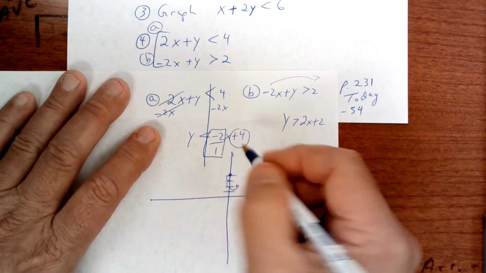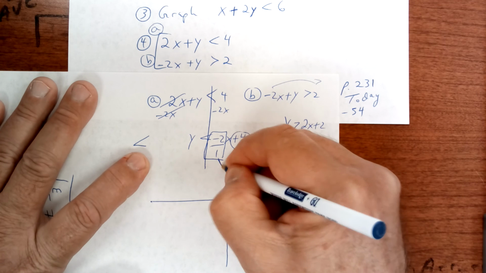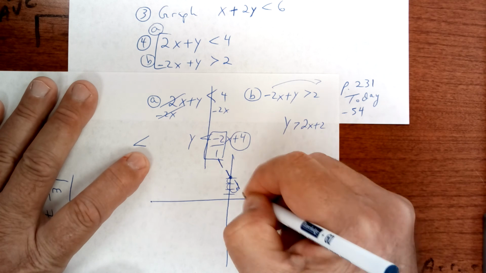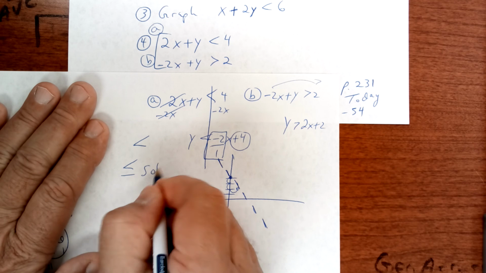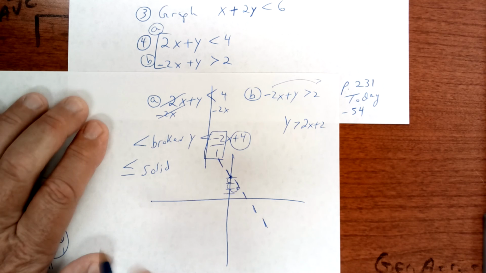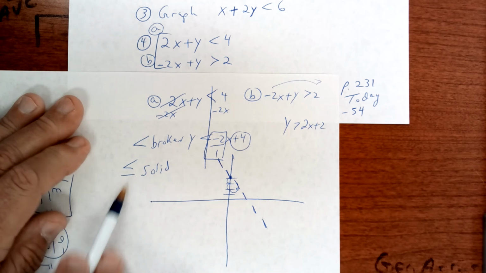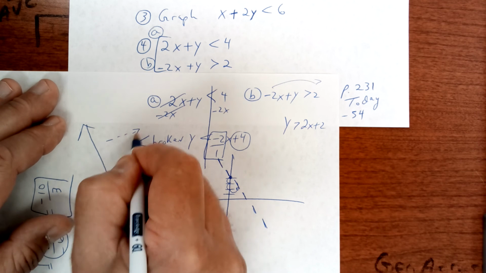Now, since it's less than, it's going to be a broken, dotted line. If it was less than or equal to, it would be solid. So this one is broken. If you see the little line under it, you would make it solid. But this one is broken. Make sure you know that.